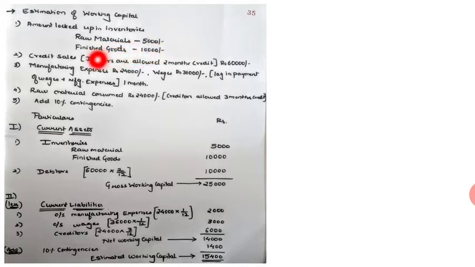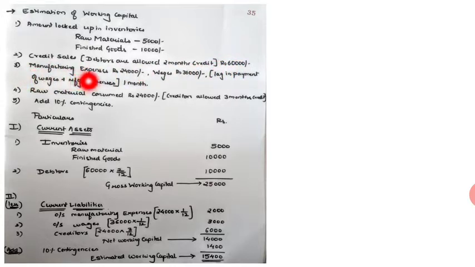That means there are two types of inventories in this particular company. One is raw material, another is finished goods. And the amount that you have kept in these inventories is 5,000 for raw materials and 10,000 for finished goods. Next detail given is credit sales. Debtors are allowed 2 months credit, rupees 60,000. The meaning of this is that the debtors are given a 2 months credit period and the total credit sales is 60,000.